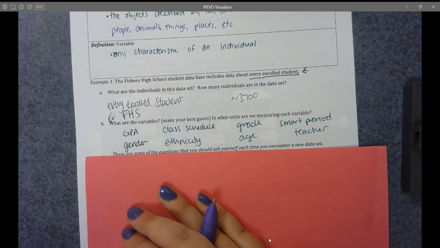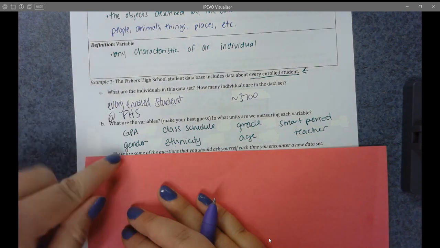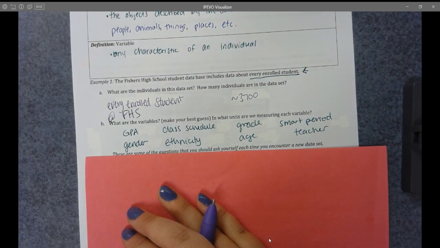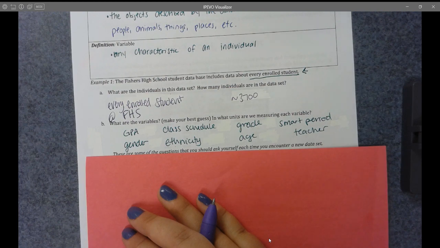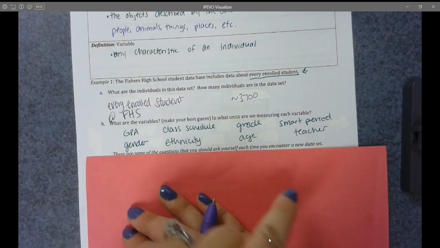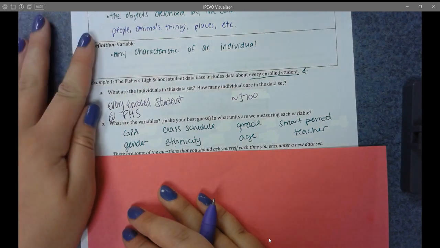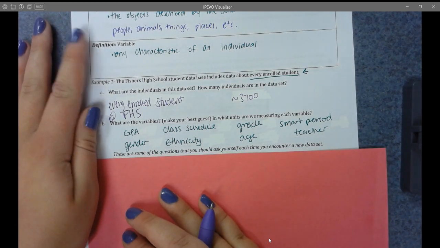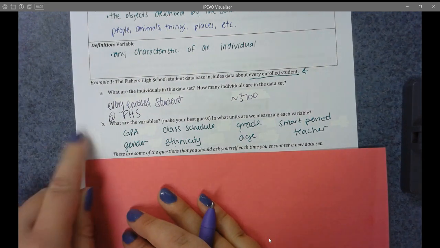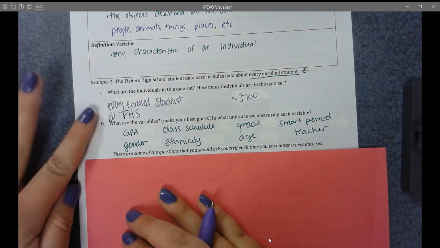So those are the things we care about. Those are the variables, what information we want about the individuals up here. And of course, these will all have different units. So just keep that in mind: not all variables have the same units. So when you're looking at a data set, these two questions are really good questions to start to ask yourself.